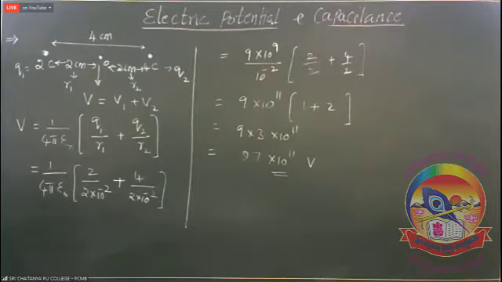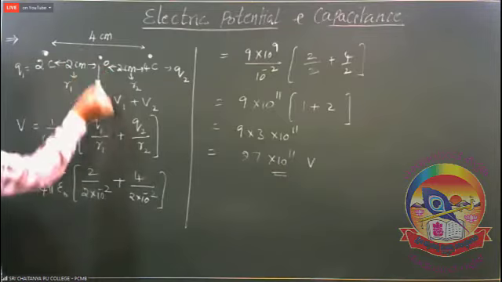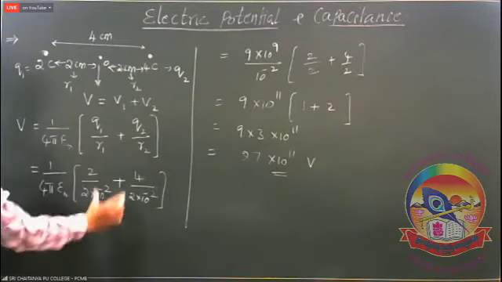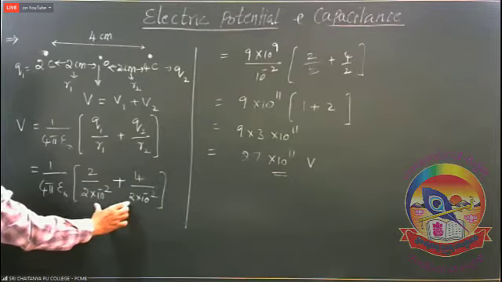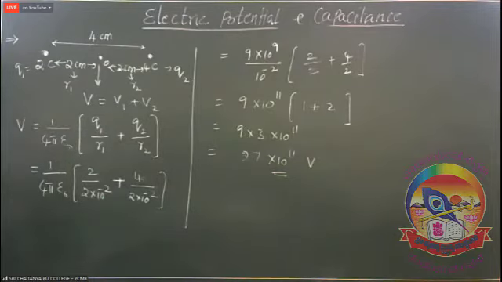Note down. What do you understand from this? I took the potentials due to each charge and simply added them up. No directions are assigned, because potential is a scalar.